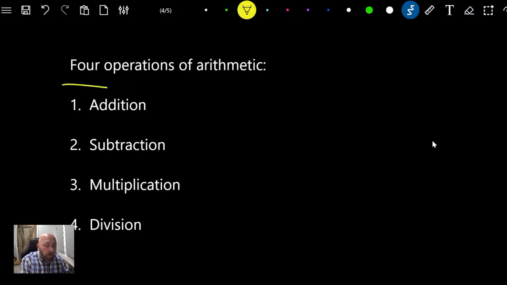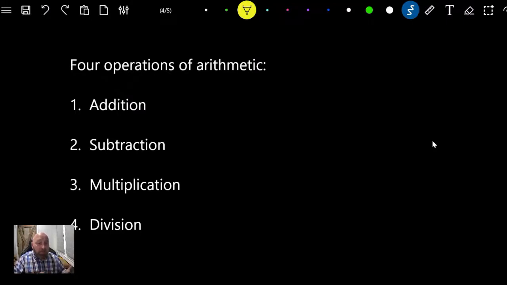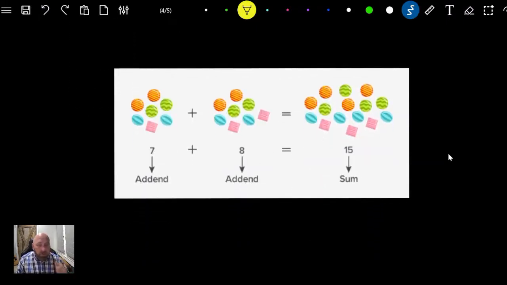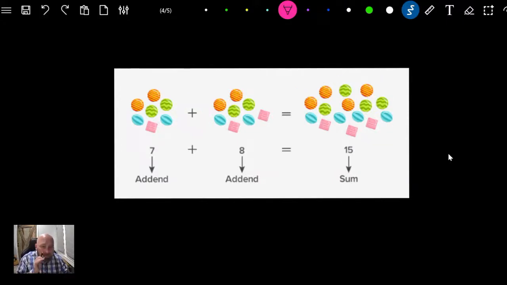There are 4 operations in arithmetic. So you add, subtract, multiply, and divide, right? You should know that. Add, subtract, multiply, and divide. I just want to go through each one of these real quick. It won't take long, but let's talk about adding first. If I had 7 candies, I love candy, so that would be nice if I had 7 candies, and I added 8 candies. So I have 7 and I add 8. Then that gives me 15 candies. Each one of these things has a name.